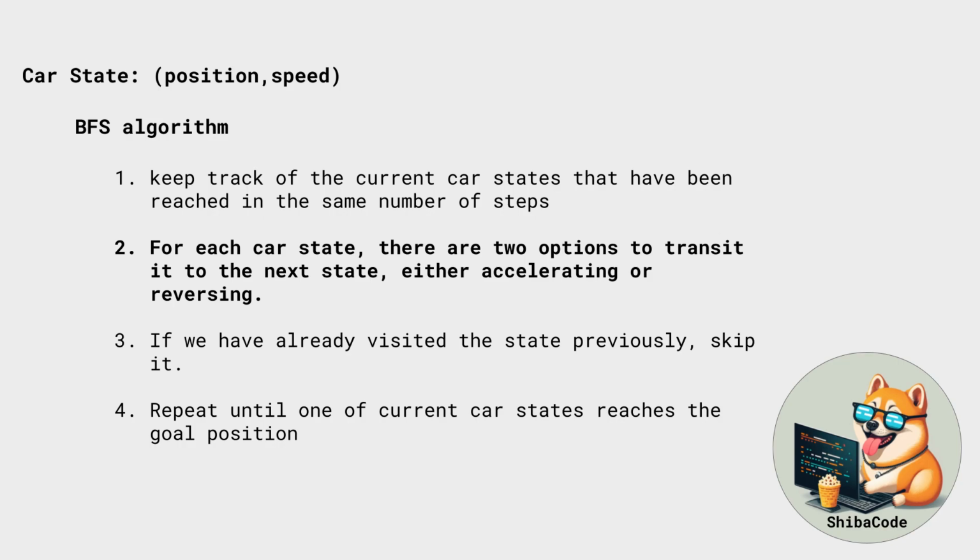For each car state in the current states, we have 2 options to transit it to the next state, either accelerating or reversing. If we have already visited the next state previously, we can ignore it and don't need to keep it in the current car states. We will continue updating the current car states until one of them reaches the goal position. Once achieved, we will return the number of steps necessary to reach the goal.